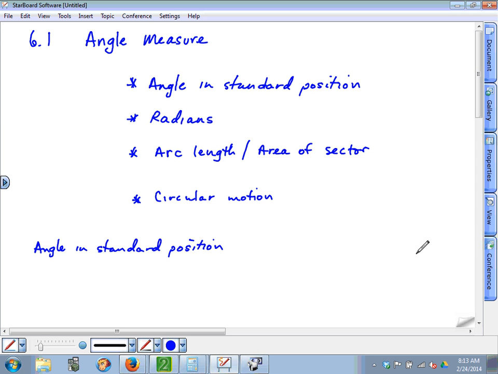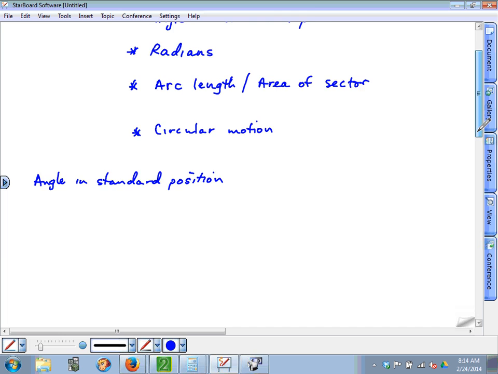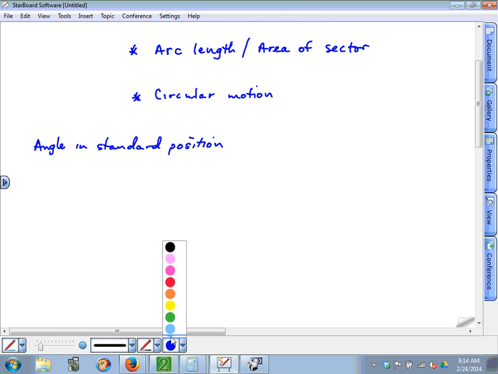Does anybody happen to remember what an angle in standard position is? It was taught last year. I know it was a long time ago. Angle in standard position. Is that like when the angle comes from the mirror? Yep. You're talking about a graph? Yeah. Exactly. Very good. Draw a graph.